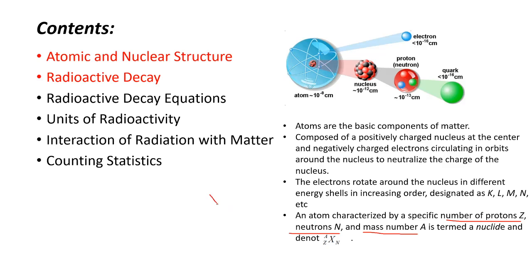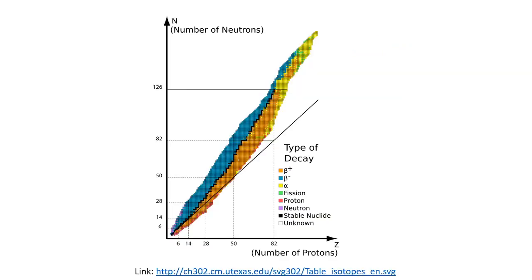And how do you denote it? We denote it as X, the element name, Z is the proton number, N is the number of neutrons it has, and A is the atomic mass number of the given element or the given nuclide. If you look at this graph, it's a plot between the number of neutrons and the number of protons. And this line is where the number of protons and number of neutrons are equal, that is, the line of N/Z equals 1.